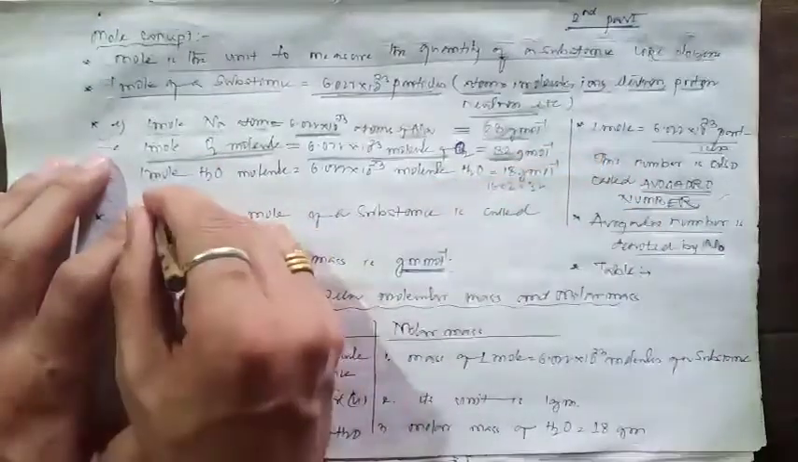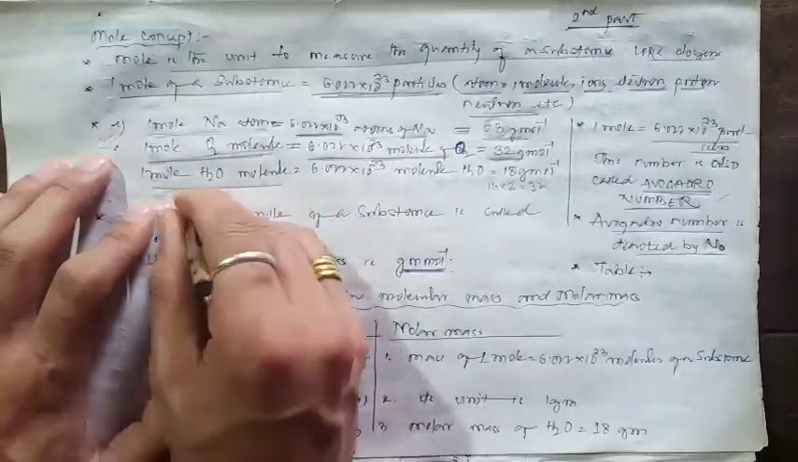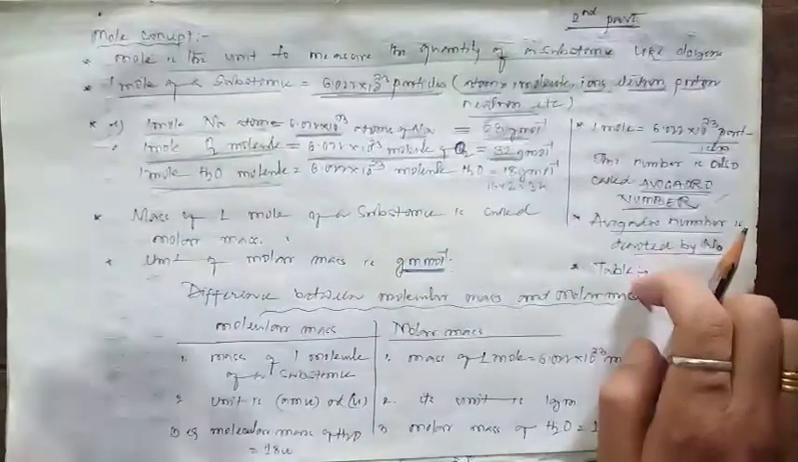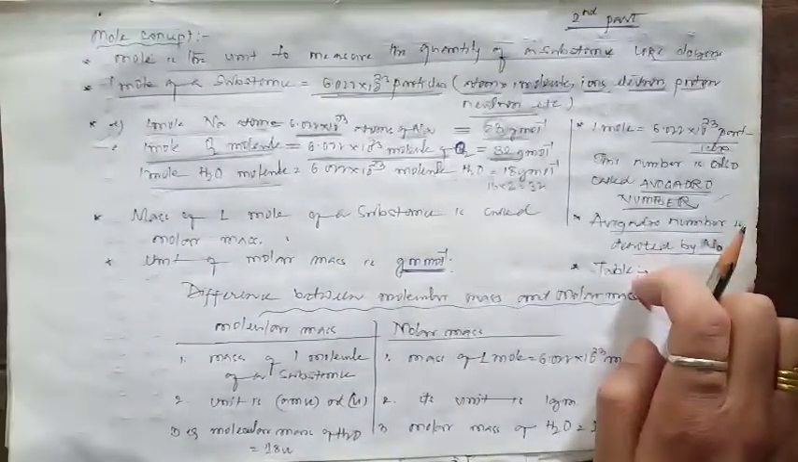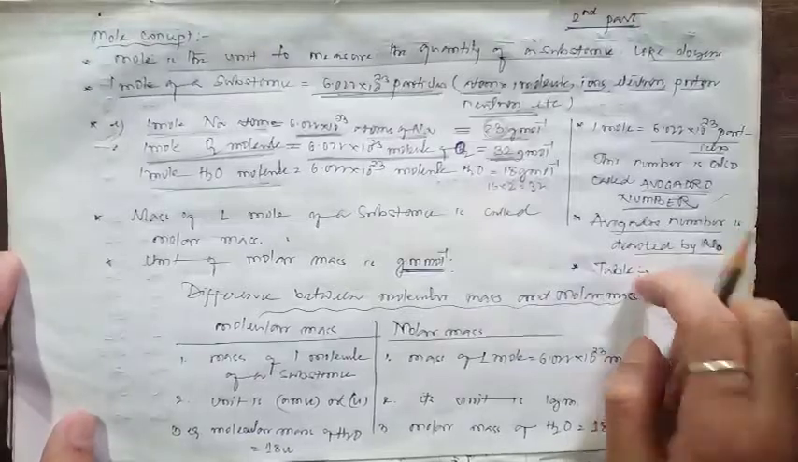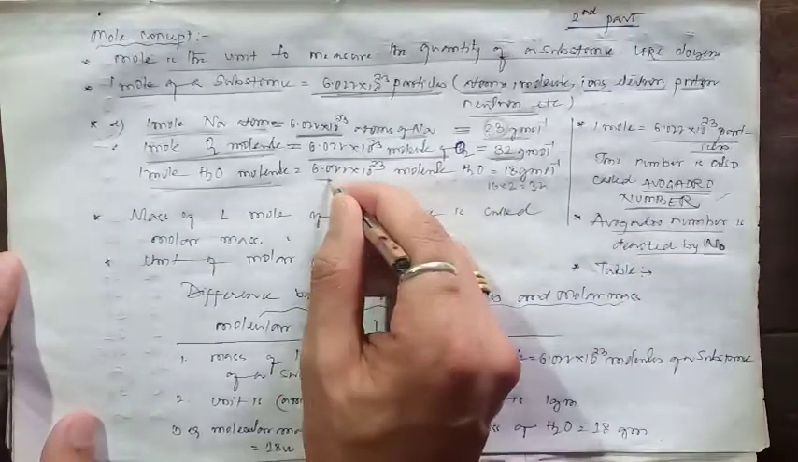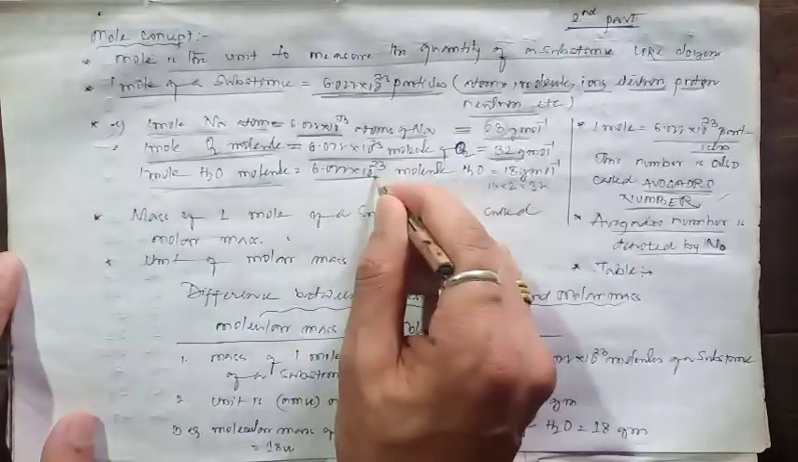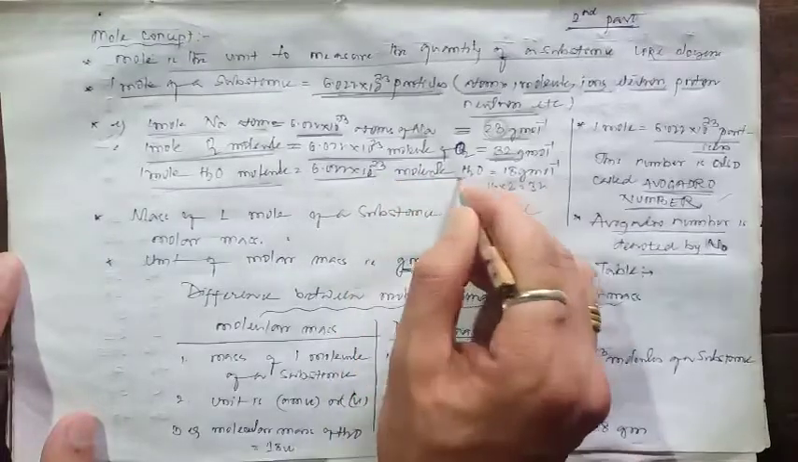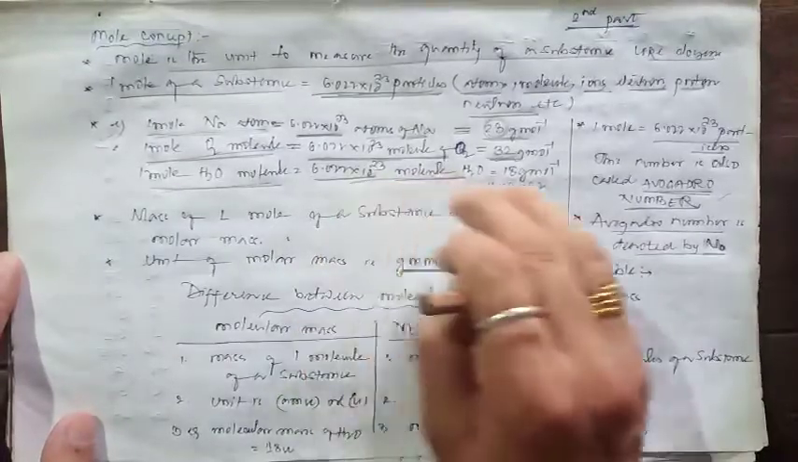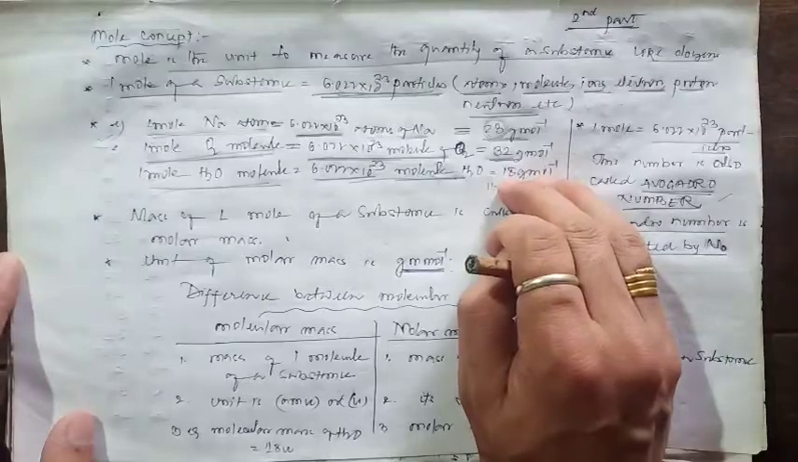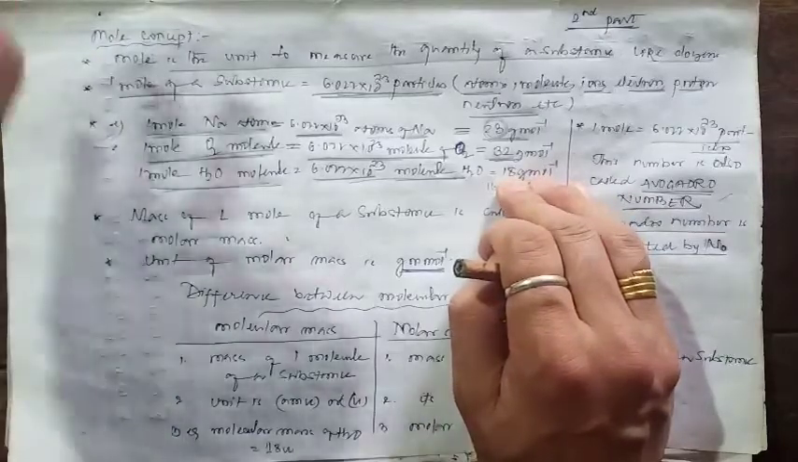Now again, suppose students, we have been given 1 mole of water. If I say 1 mole of water molecules, it means that sample contains 6.022 times 10 to 23 molecules of water. Now this also equals the molecular mass of water, that's 18 gram per mole.